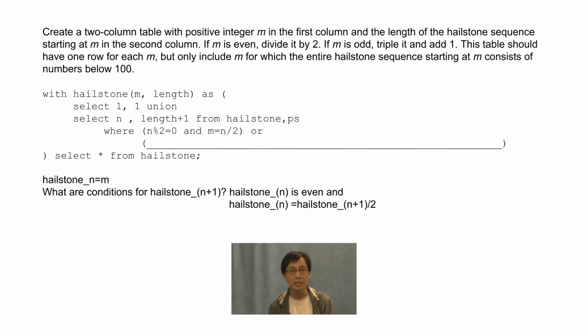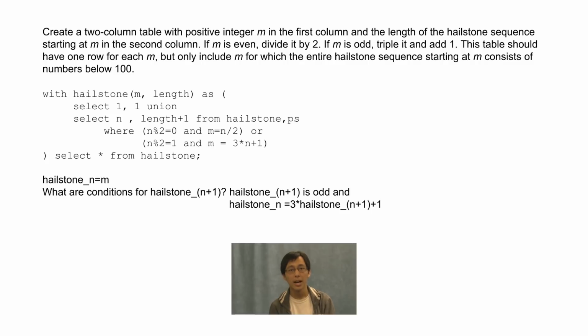The second way n can be a node above m is if n is odd and m is 3 times n plus 1. That's written this way. And a little thing you might have noticed about the Hailstone problem is that if you put 1 into the algorithm, it'll loop forever. To prevent this, in this last case, we'll have to consider every integer except 1. It looks like we're done and we can move on to the next question.